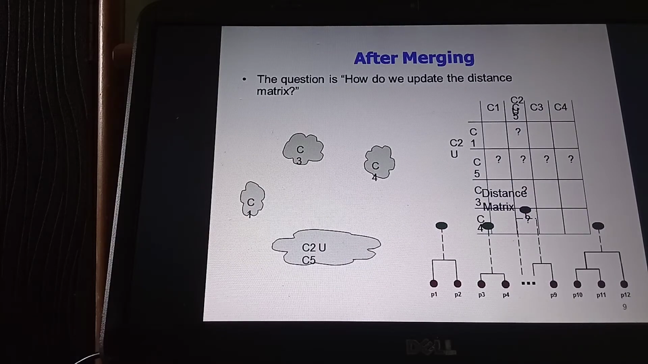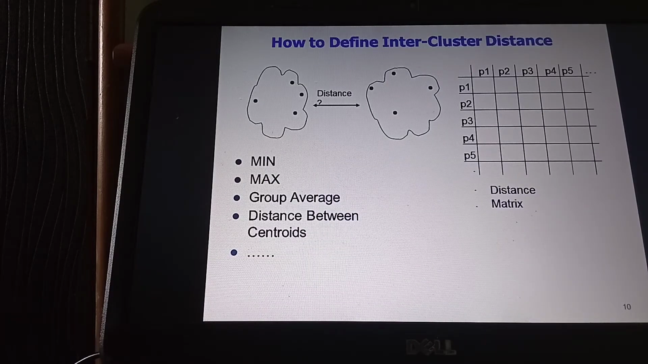The questions to keep in your mind are how to update the distance matrix and how to define intercluster distance. We have to use different approaches: min, max, group average, and distance between centroids.